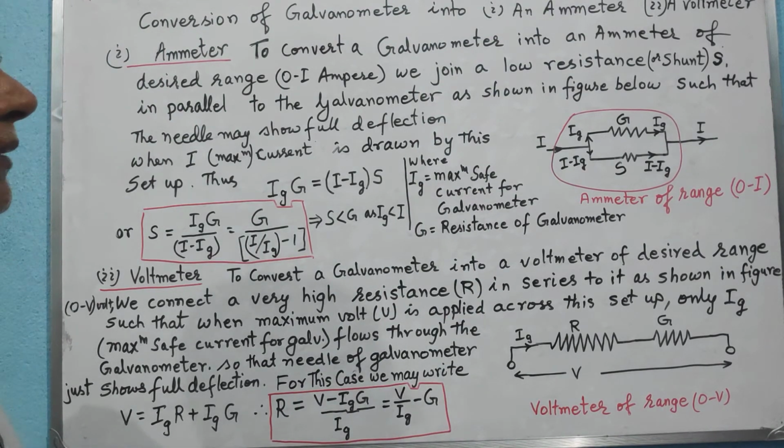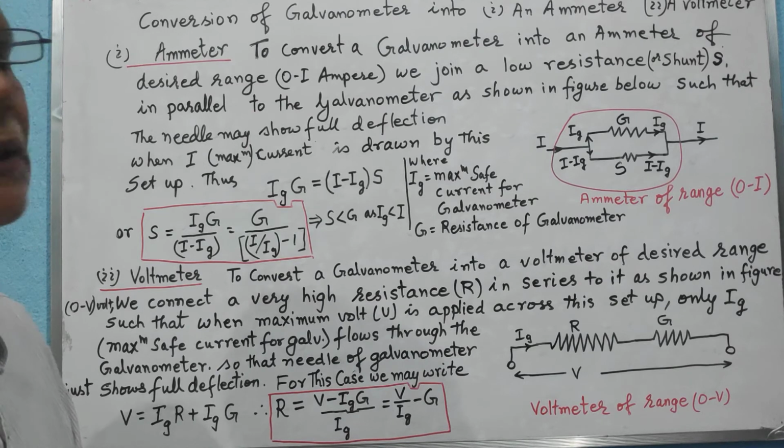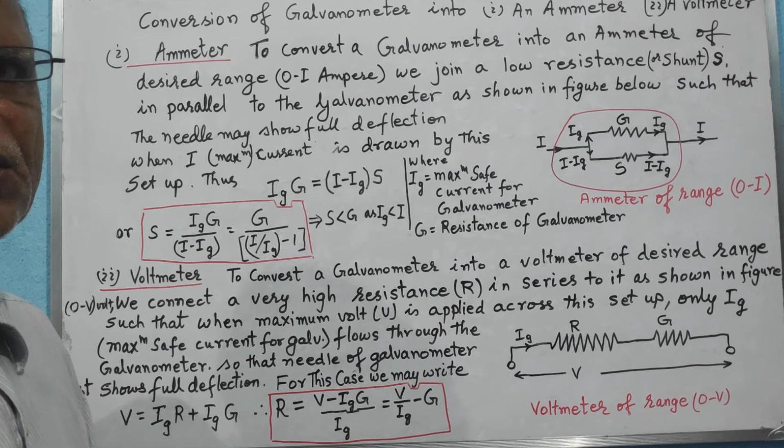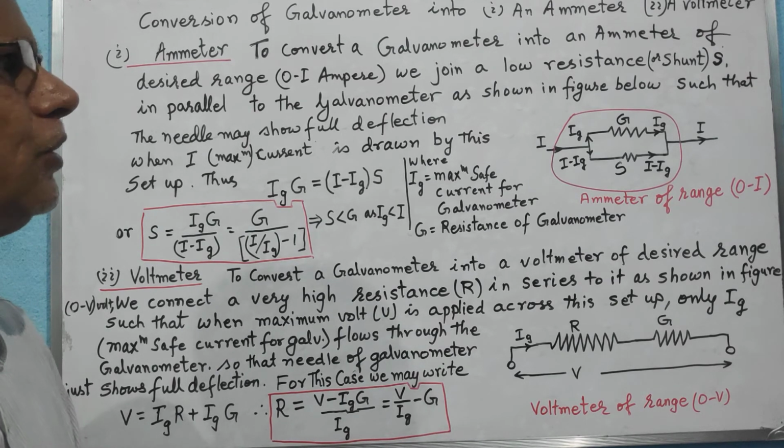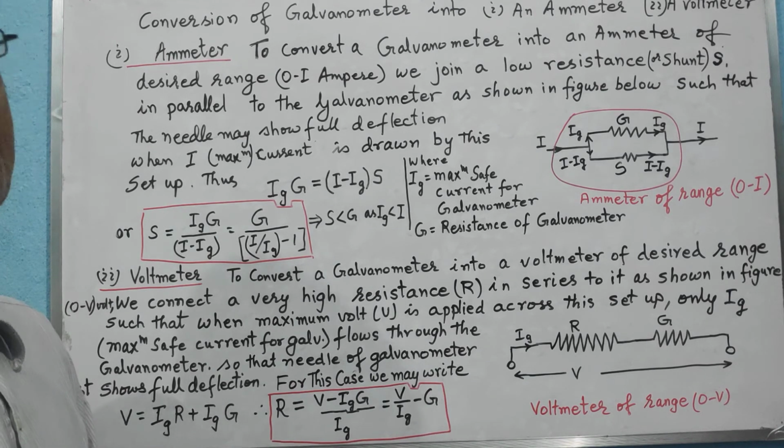So now you have understood, I believe, that the galvanometer is the original device which is converted into an ammeter or into a voltmeter to serve a special purpose. Otherwise the basic device is our galvanometer.